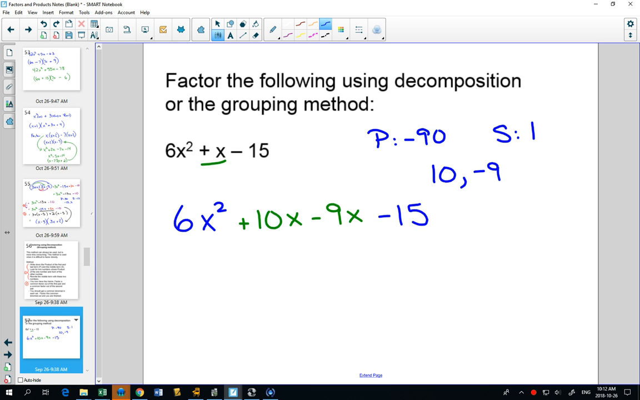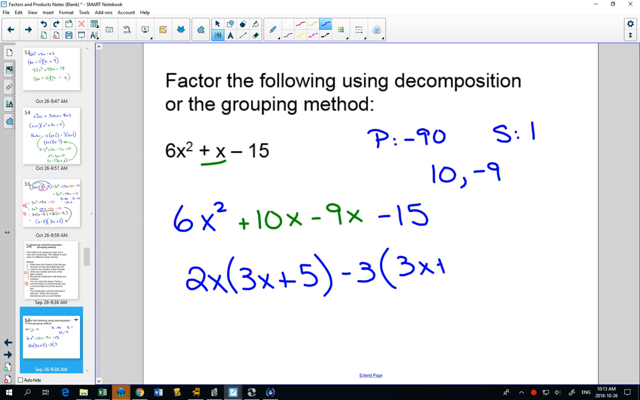We've split it up. Now we have 4 terms. In our first 2 terms, what's common? 2x. Leaving me with 3x plus 5. What's in common in the next ones? Okay? There's the 3 in common or a negative 3. And so this is where sometimes we have an issue. Should I take out the 3 or should I take out a negative 3? In this case, we want to get another 3x plus 5. So I'm going to take out a negative 3 because that will give me 3x plus 5 again. And now in these 2 terms, we have a common factor of 3x plus 5.